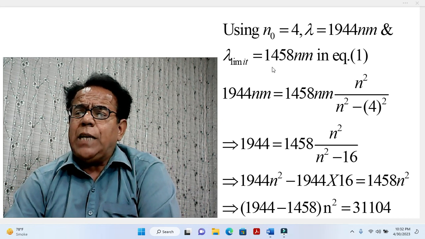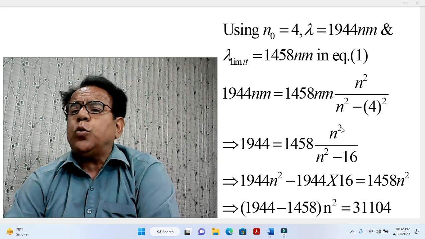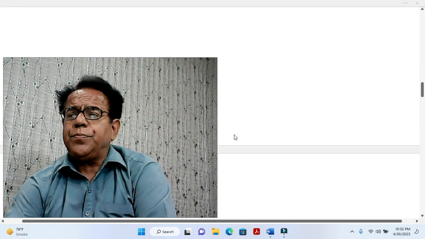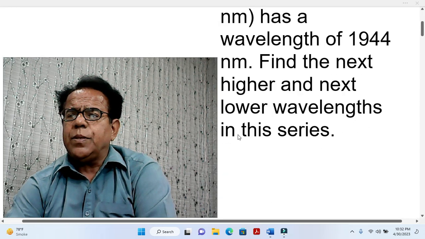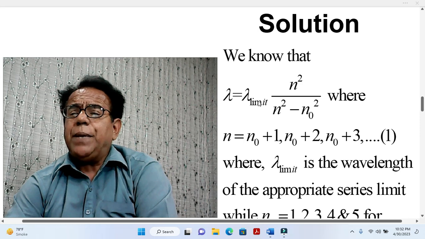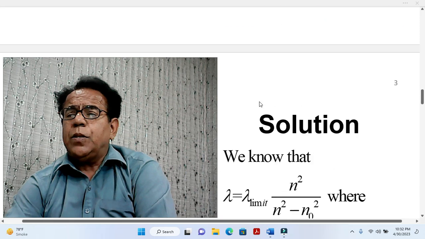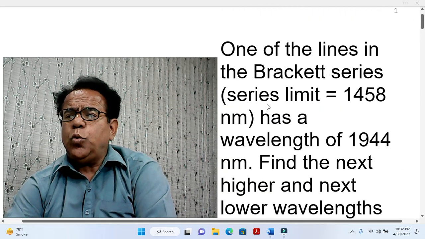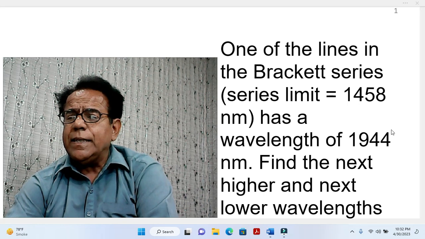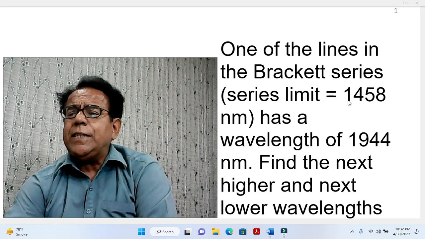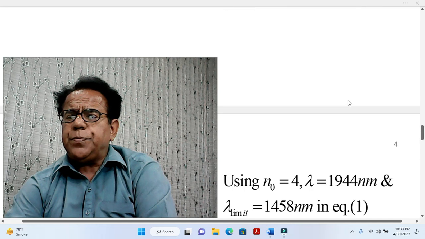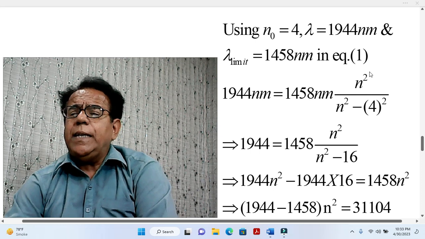Okay, in place of lambda we have used this value, in place of lambda this is the equation. Okay, lambda is equal to lambda limit. It means first we have written this which is equal to lambda, and then we have written this which is equal to lambda limit. Quite clear, nothing ambiguous.